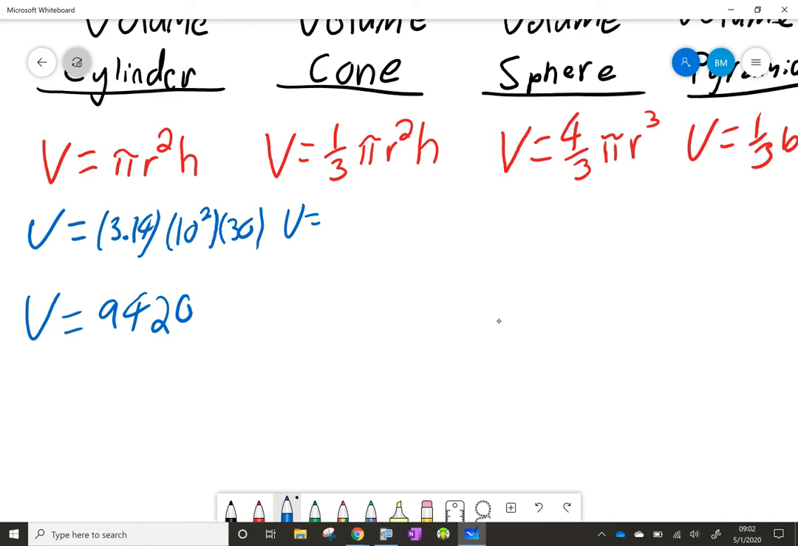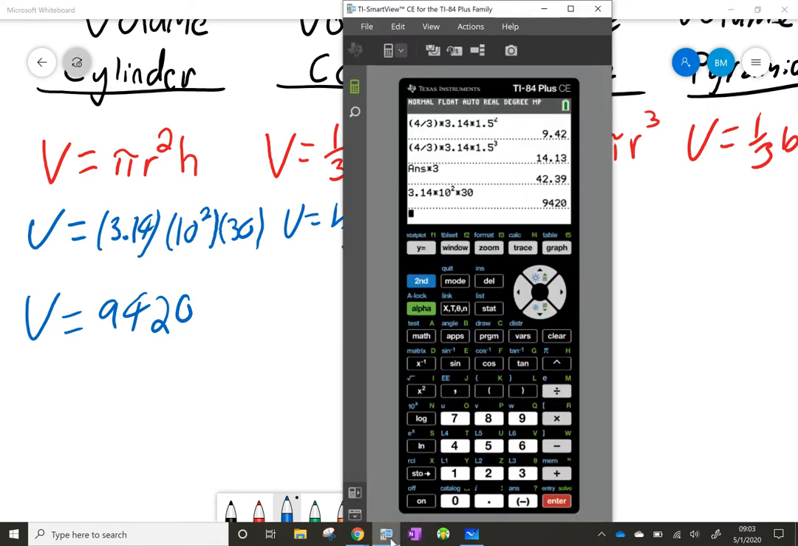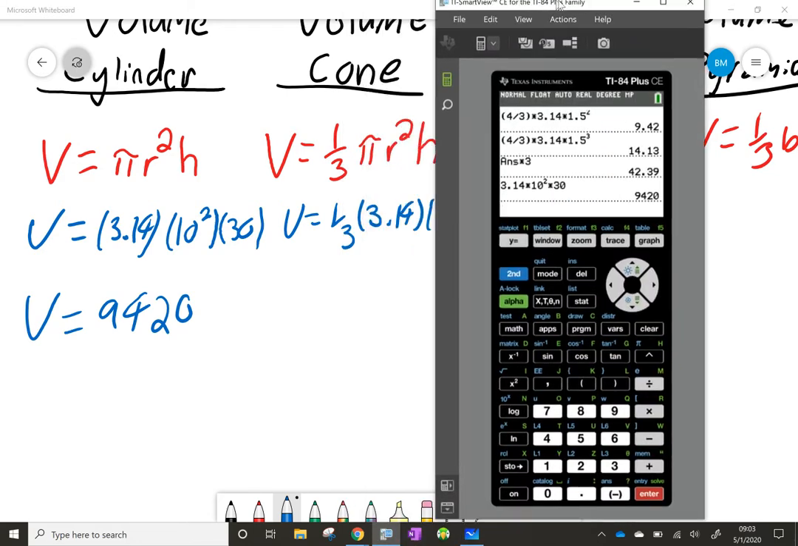Cone formula is volume equals 1/3 pi, which we're going to use 3.14. The radius was 10 feet, so this would be 10 squared, and the height was 10 feet as well, so that would be 10. So again, just plugging everything into the formula, and using the calculator to work it all out.